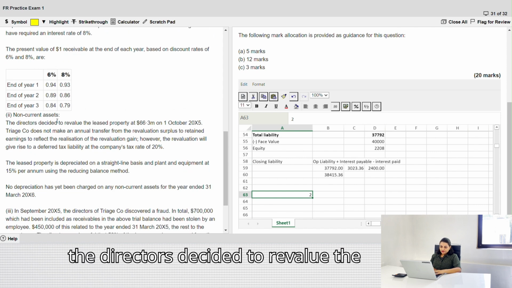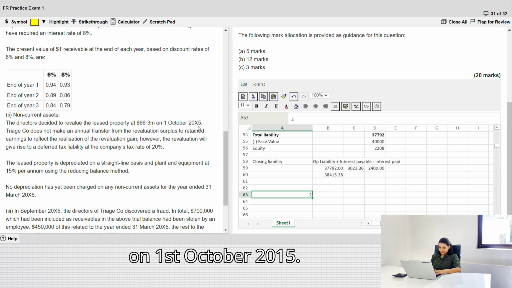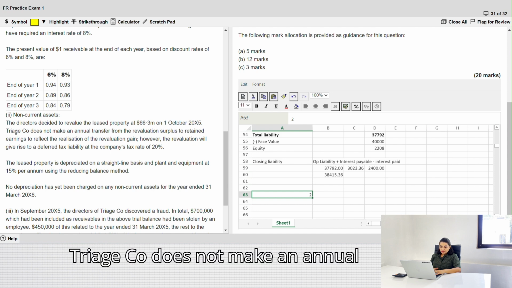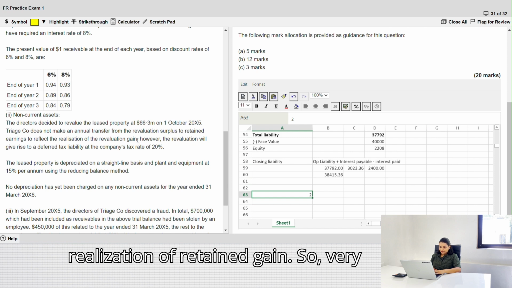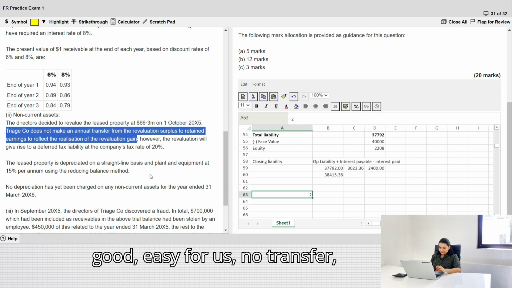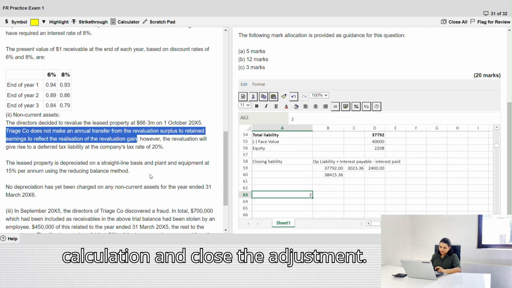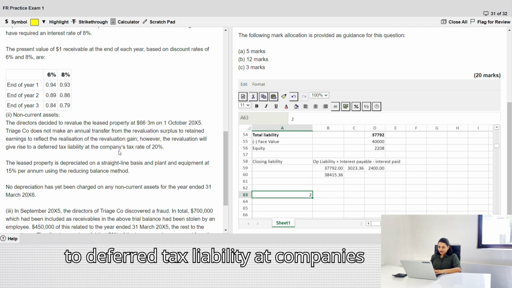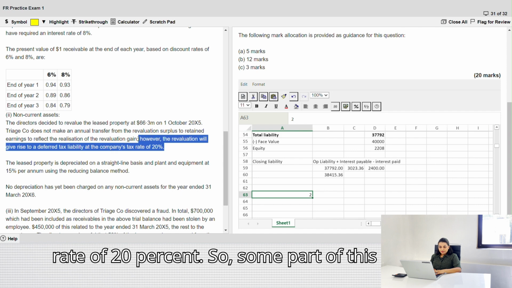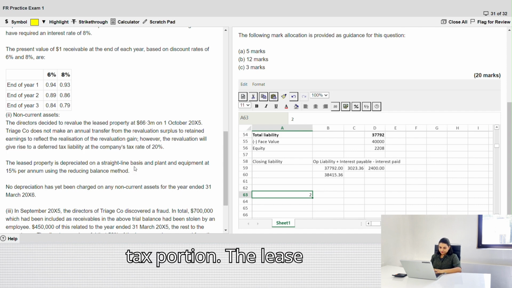The directors decided to revalue the leased property at 66.3 million on 1st October 2015. Triage Co does not make an annual transfer from revaluation surplus to retained earnings to reflect the realization of the gain. So very good, easy for us, no transfer, no headache, simply do the revaluation calculation and close the adjustment. However, the revaluation will give rise to deferred tax liability at the company's rate of 20%. So, some part of this has to get accounted in my deferred tax portion.